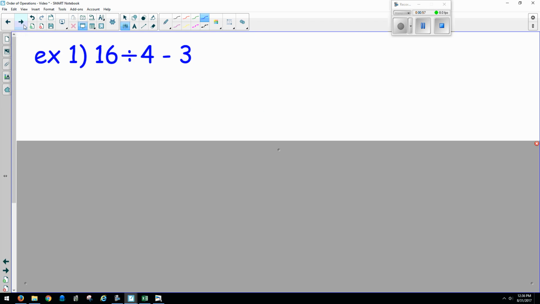So let's take a look at this first example. If we followed GEMDAS, we're going to look for anything that's grouped first. In this example, we don't have any grouping. Next would be exponents. There are no exponents. Then it's multiply or divide, whatever comes first left to right. So we have this division right here, 16 divided by 4, which is 4. And then 4 minus 3 is 1.